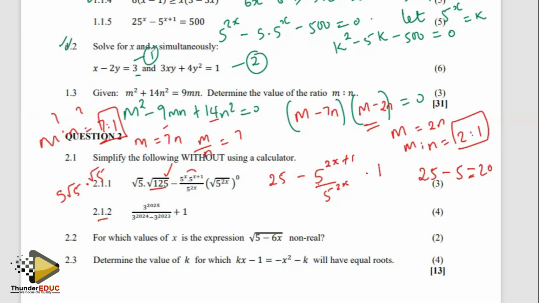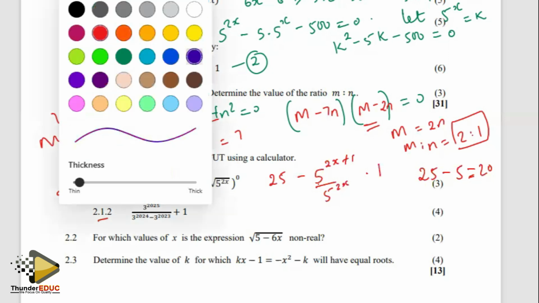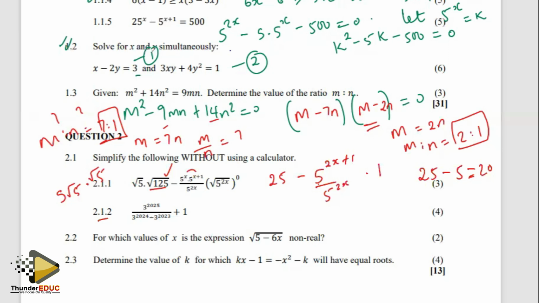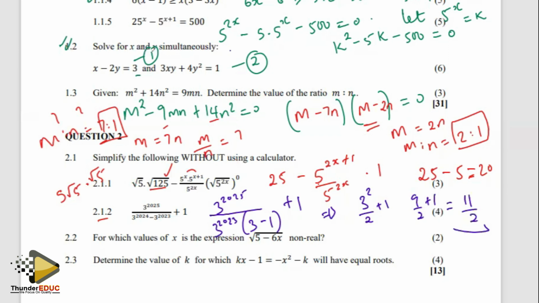Then 2.1.2. Okay, in this case, just look for the smallest exponent, which is 23. And that's what we're going to focus on. So 3 to the 25 over 3 to the 23, I'll be left with just the 3 minus 1. Then I'm saying plus 1. When you do your magic there, you subtract the exponents. You're only going to be left with 3 squared over 3 minus 1 is a 2 plus 1. That's 9 over 2 plus 1, which means our final answer is just 11 over 2.